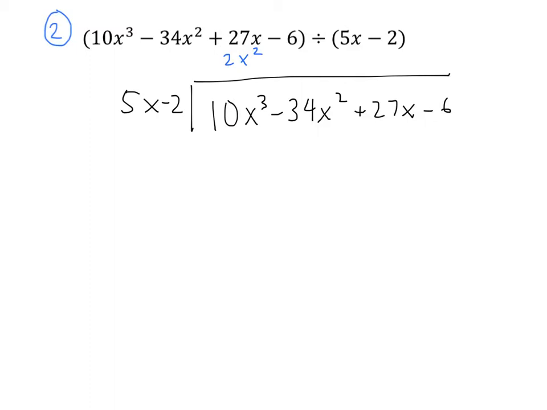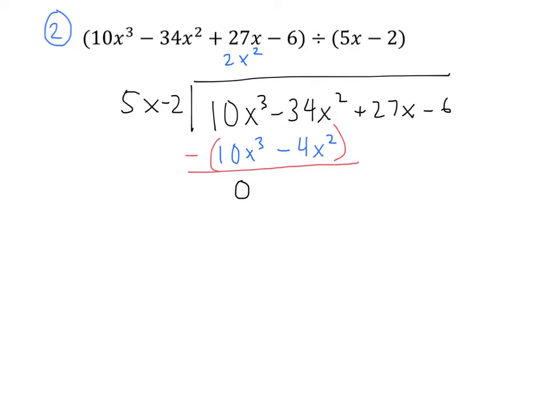Next step, let's multiply. So 2x squared, we need to multiply that by 5x minus 2. So that's going to get me 10x cubed. 2x squared times negative 2 is going to get me negative 4x squared. And just like regular division, we need to subtract now. Here's where you have to be careful. So let's do 10x cubed minus 10x cubed, which gets me 0. Now we need to do negative 34x squared minus a negative 4x squared.